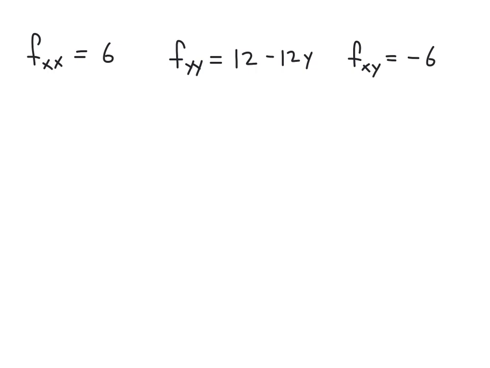And so our discriminant is going to be f_xx times f_yy minus f_xy squared.